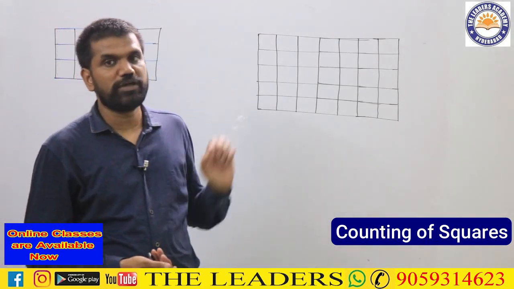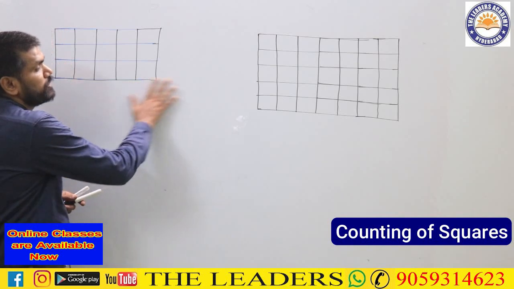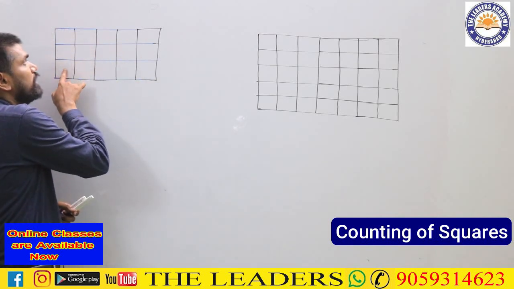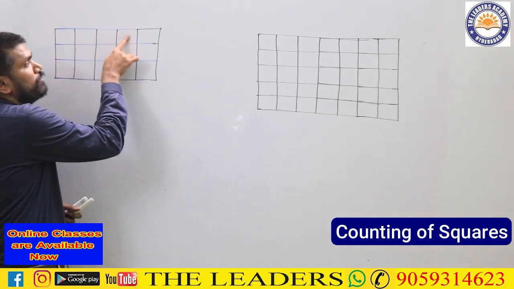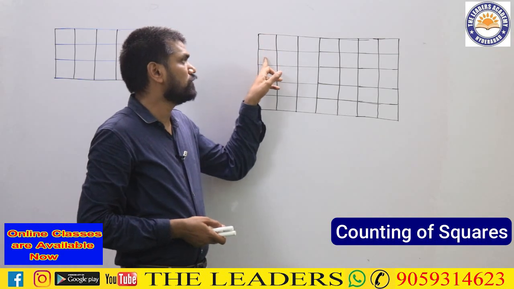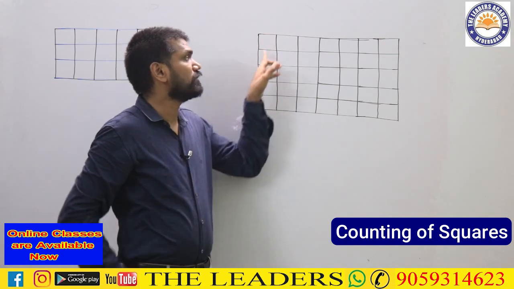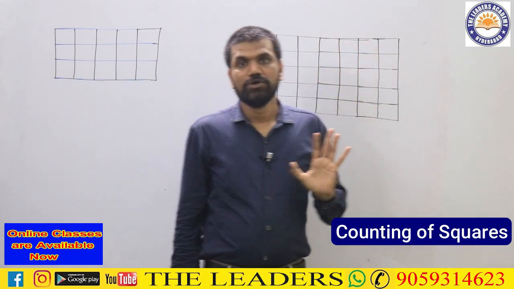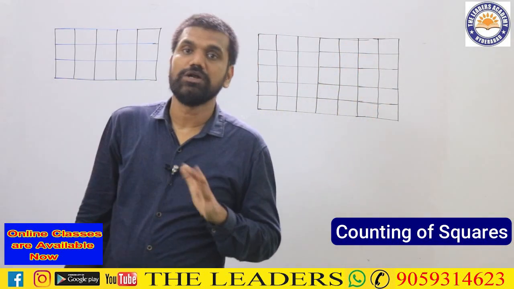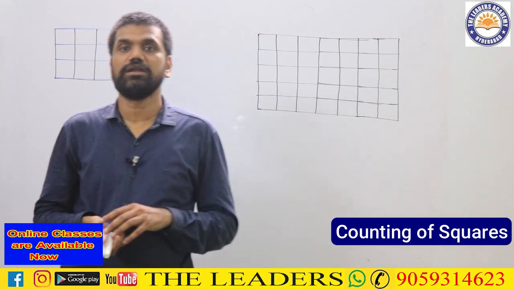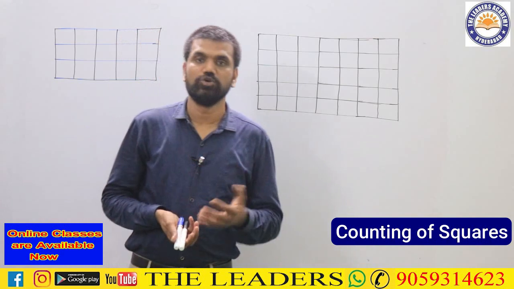Whereas here it is not a square grid, both are rectangular grids only, because here the number of rows are 1, 2, 3 and the number of columns are 1, 2, 3, 4, 5. Similarly here the number of rows are 1, 2, 3, 4, 5 and the number of columns are 1, 2, 3, 4, 5, 6, 7. So when the number of rows and columns are not equal in a particular grid, we call it a rectangular grid. In a rectangular grid, how do we go about counting the number of squares?